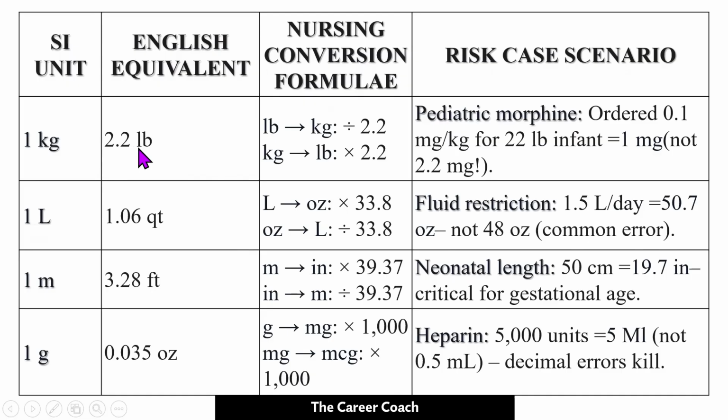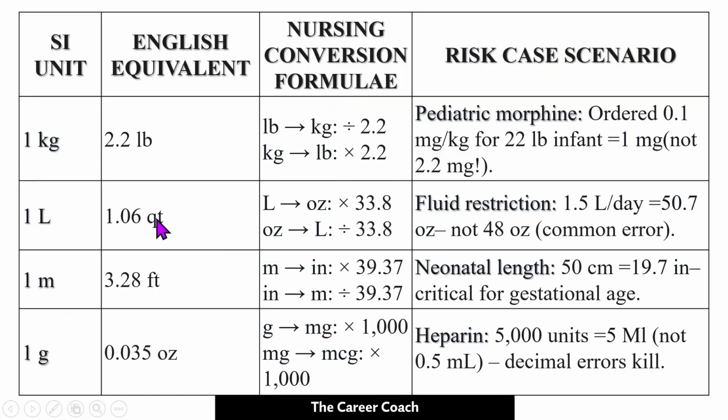1 kg is equivalent to 2.2 pounds. To convert pounds to kg, you divide by 2.2. To convert kg to pounds, you multiply by 2.2. If you don't do this, pediatric morphine ordered 0.1 milligram per kg for a 22 pound infant is equal to 1 milligram, not 2.2 milligram. You see the risk involved.